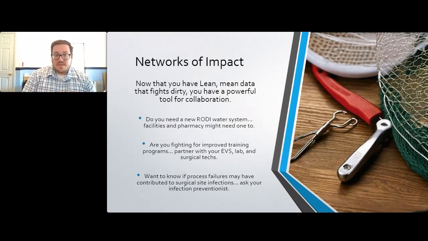The important thing is that the process of learning and developing how to get this data, making it lean, making it useful, is going to be a tremendous resource as you make changes in sterile processing.